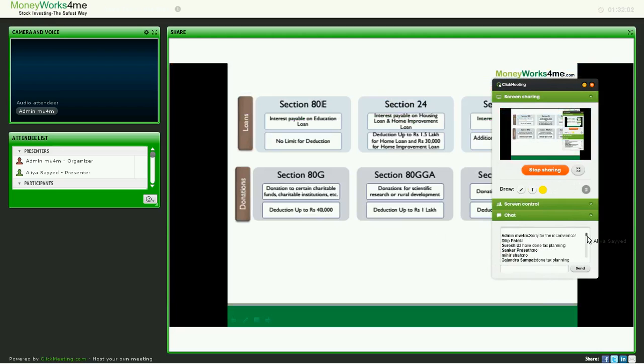Just let me go to the questions here. Sorry, it's by Nirmal Bansali: in section 80G, how to know whether the deduction is for 50% or 100%?